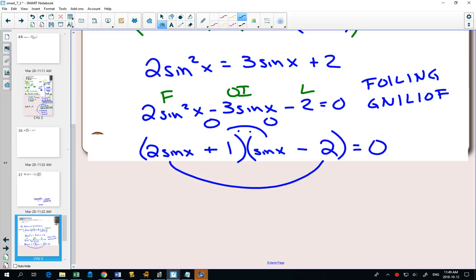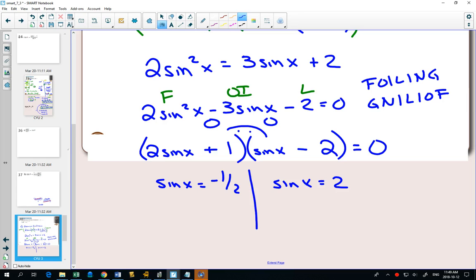Okay, so after you've factored it, coming back to our question, this means that sine x equals negative 1/2, and this means that sine x equals 2. We're still solving, yes.